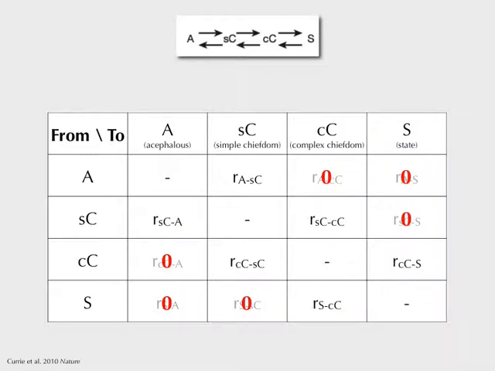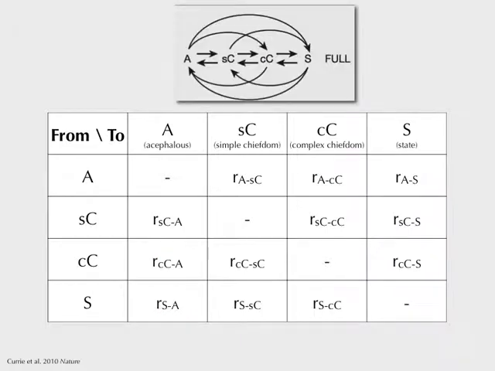Take this model. We just hop to neighbor nodes. And then it's a matter of just fixing some things to zero. So can I go from A to CC? No. A to CC rate is zero. Can I go from SC to CC? Yes. That has to be free. And of course, the full model is everything's allowed to vary. Now you could still find that for the full model, the best estimate for this rate might be zero. We're not forcing it to be; the model chooses what that weight is.